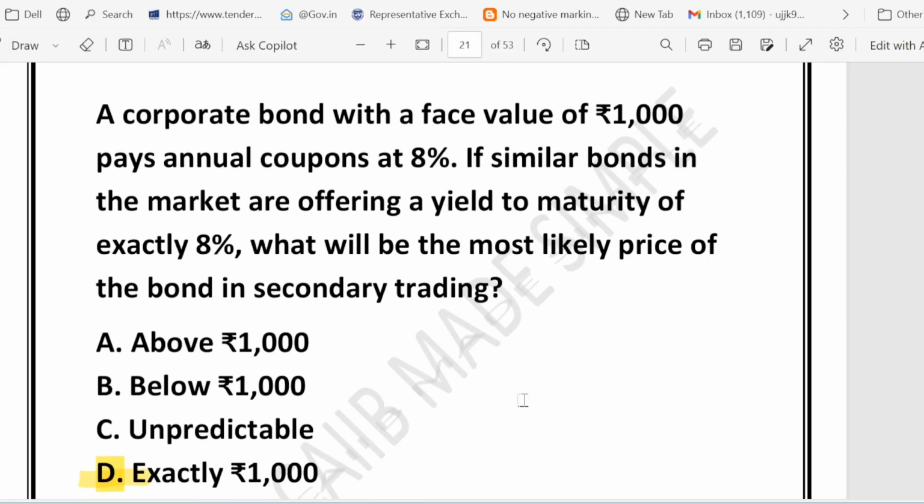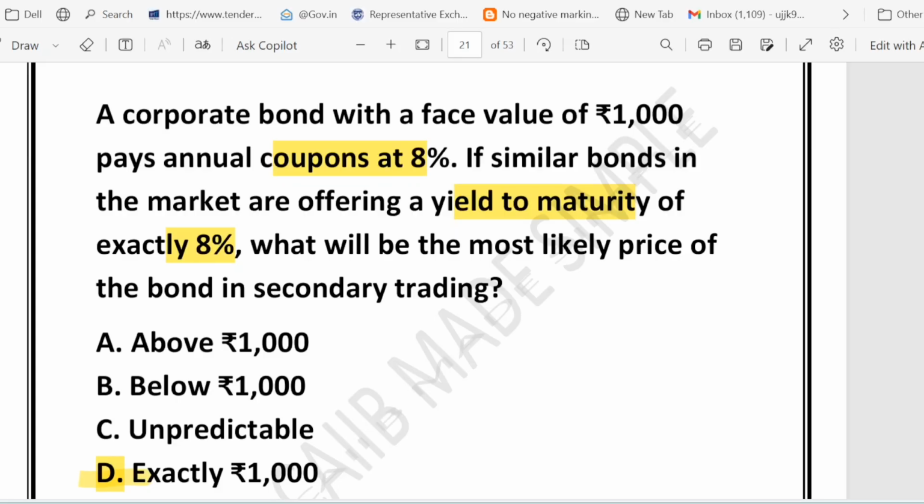Why? Because the coupon rate they have given is 8%, and the market yield means what investors currently expect to earn, which they have also given as 8%. What is the meaning of YTM, yield to maturity? It means what the investor currently expects to earn. They expect to earn 8%, and the coupon is given as 8%.